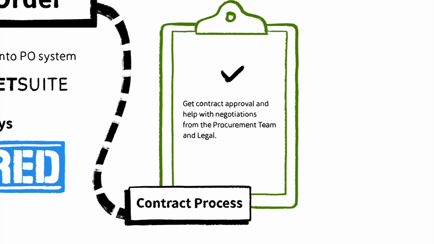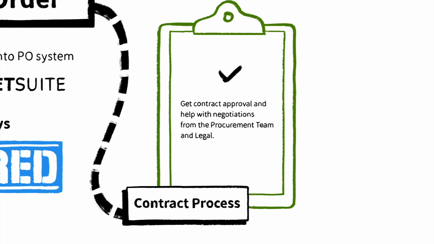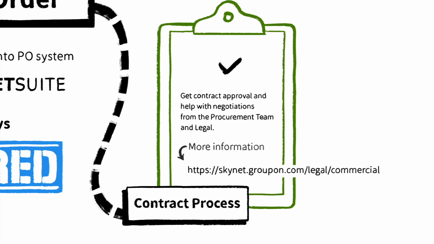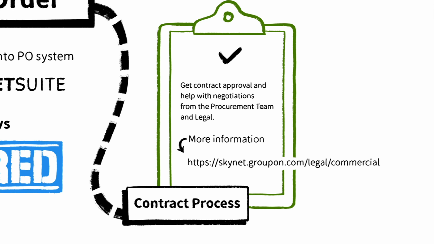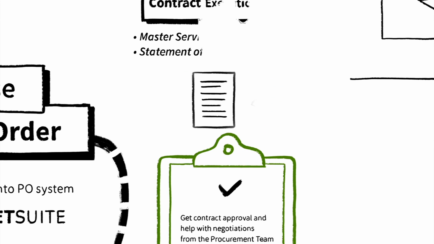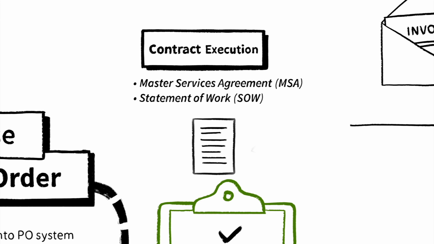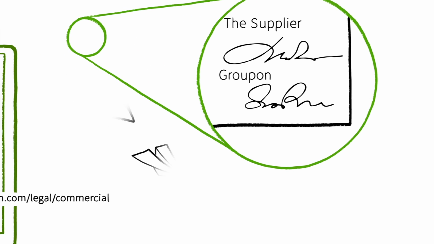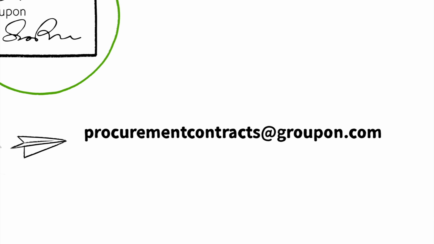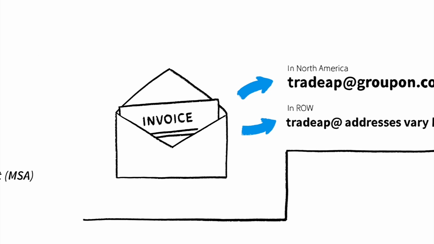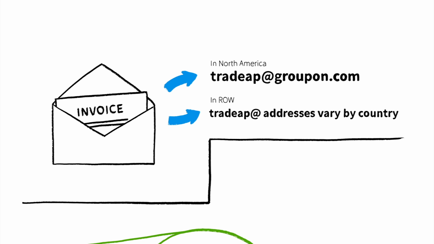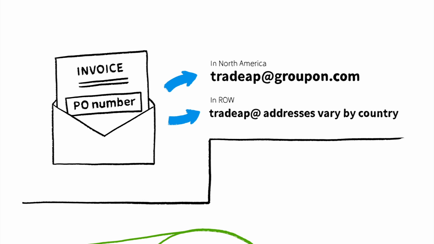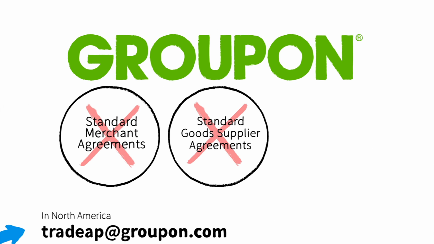Get contract approval and help with negotiations from the procurement team and legal. Go to the Commercial Legal Skynet page for more information. Once approved by legal, have the agreement signed by authorized representatives of the supplier and of Groupon, and send the fully executed contract to procurementcontracts@groupon.com. Inform the supplier where to submit its invoices and remind the supplier to include the PO number on each invoice. Groupon does not need to sign standard merchant or good supplier agreements.